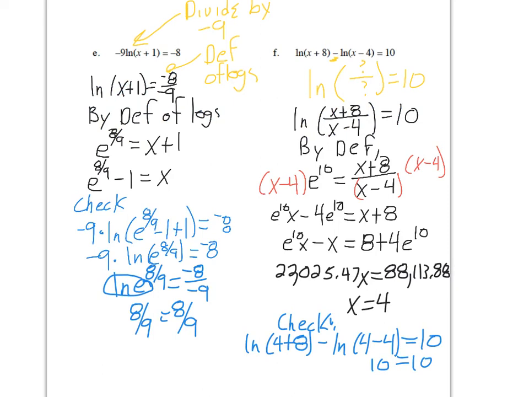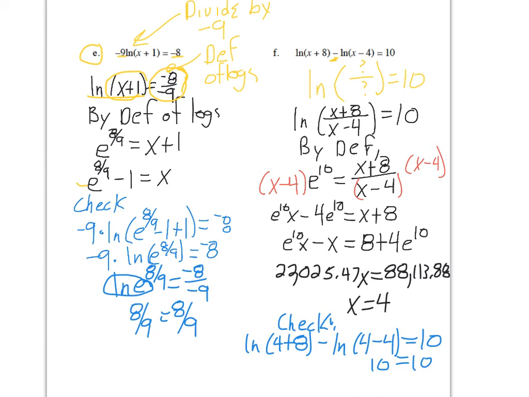Okay, class, welcome back. Part E, first divide both sides by a -9. So now you have the ln of x plus 1 equaling a -8 over a -9. By the definition of logs, my base is e here, so I'm going to take e, I'm going to raise it to this positive 8/9, and that has to equal what's inside the parentheses, x plus 1. Subtract 1 from both sides, and x equals e to the 8/9 minus 1. Now if you want to turn that into a decimal, that's fine. I just left it in that form to help emphasize a couple of properties when we are checking our work.